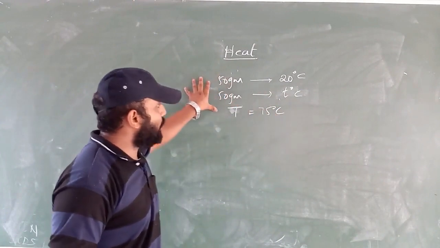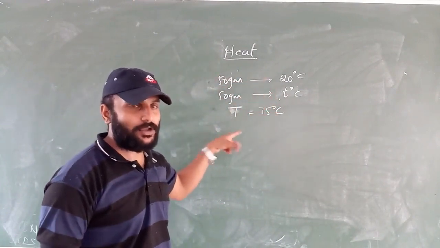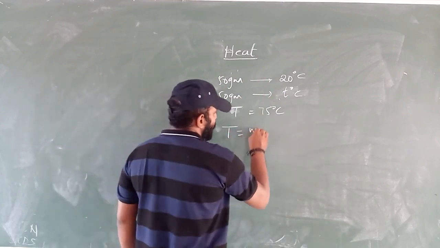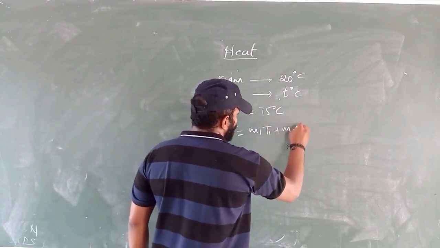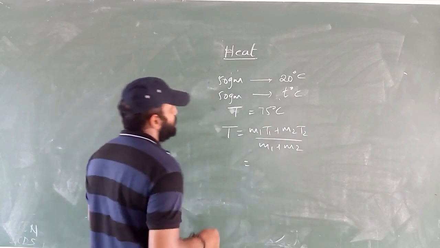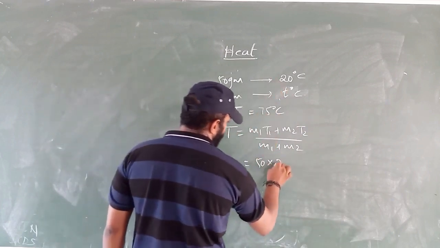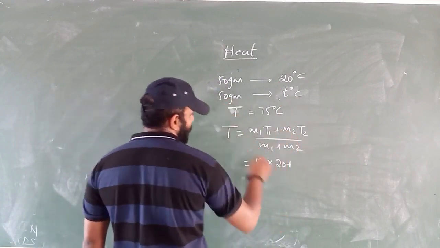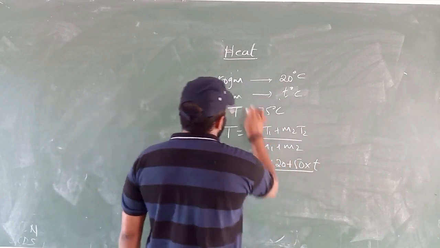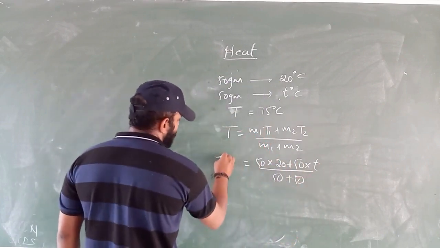So here we observe the data gives M1, T1, M2, T2, and the temperature of mixture. So what is the formula you use? Temperature of mixture T is equal to M1 T1 plus M2 T2 by M1 plus M2. What is the mass they have given? 50. What is the temperature? 20. Plus M2, 50. T2 is the value we have to find out, T. M1 plus M2, 50 plus 50. What is the temperature of mixture they have given? 75.